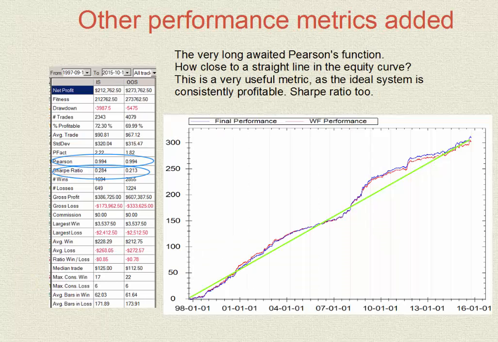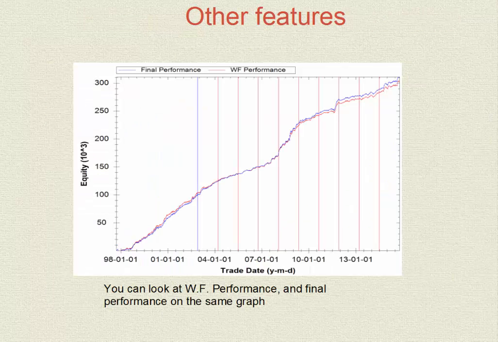Other performance metrics have been added. An important one is Pearson's correlation to a straight line. How close is the equity curve to a straight line, which is the ideal trading system? There's other neat things. Isn't it nice to be able to see the walk forward graph and the final equity graph at the same time?